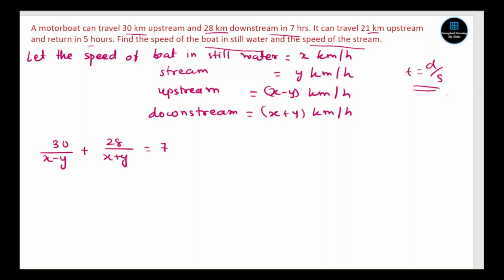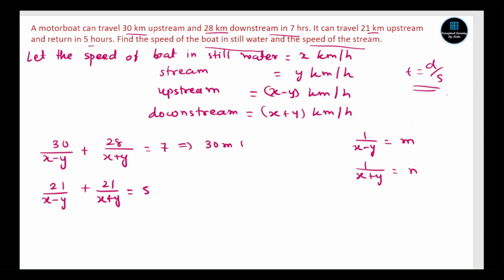So now 21 kilometer upstream and return. So again the same 21 kilometer, right? So plus 21 upon x plus y, that is in 5 hours. 1 upon x minus y equals, I'll take m, and 1 upon x plus y equals n. So this is a reducible form. Okay. Now what I'll get, 30m plus 28n equals 7.